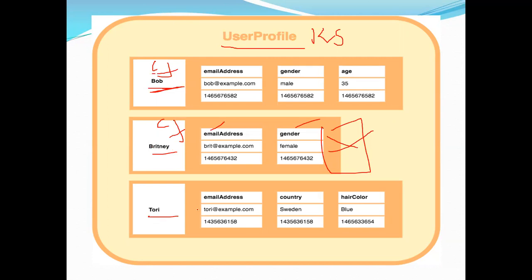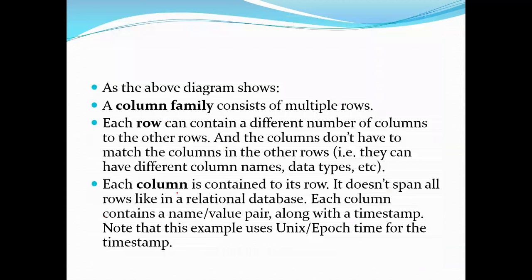Next, look at here, Tori. Here we have a column family of email address, and country, and hair color. So this country and hair color are not here and not here. That means this Tori has a different column family. So a column database is nothing but what? A collection of column families. Each column family may be different. Is it clear? Right.